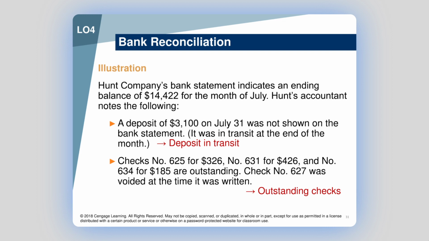So, ito yung mga sample natin ng bank recon. Hunt Company's bank statement indicates an ending balance of 14,422 for the month of July. Hunt's accountant noted the following. Number 1, a deposit of 3,1 on July 31 was not shown in the bank statement. So, ito ay deposit in transit. Number 2, checks number 625 for 326 pesos, number 631 for 426 pesos, and 634 for 185 are outstanding. Check number 627 was voided at the time it was written. So, yan ay outstanding checks.